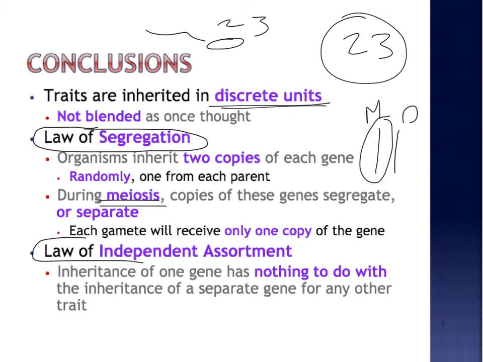And then the law of independent assortment, what's happening basically in the sperm cell and how those segregate has nothing to do with the inheritance of a separate gene for any other trait.